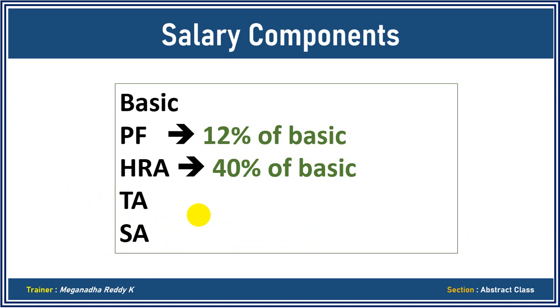So I want to write 4 methods in that. For now, forget about the basic component. I want to write 4 methods: PF, HRA, TA and SA. Now how do we write it? Let's go to Eclipse and create a new project, and let's see.